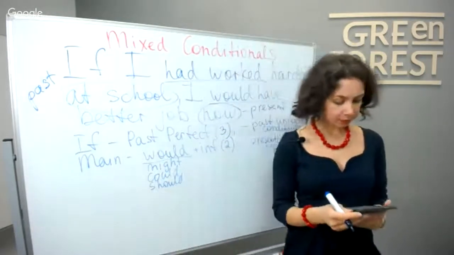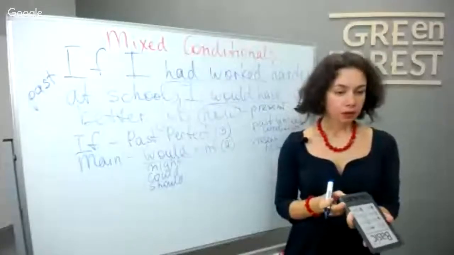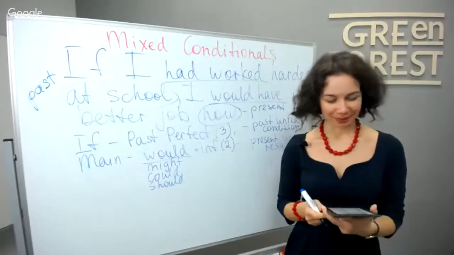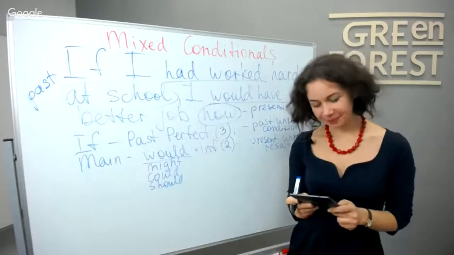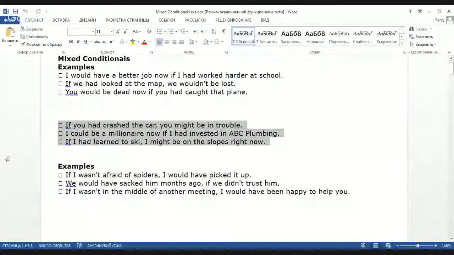Let's look at our examples, the ones that I said we would need later. This is what we need now. The first one we have here: if you had crashed the car in the past, you might be in trouble. Might is used instead of would, like a possibility. I could be a millionaire now if I had invested. This is another one. If I had learned to ski, I might be on the slopes right now. This is again our third plus second conditional. Instead of would, we used might here.